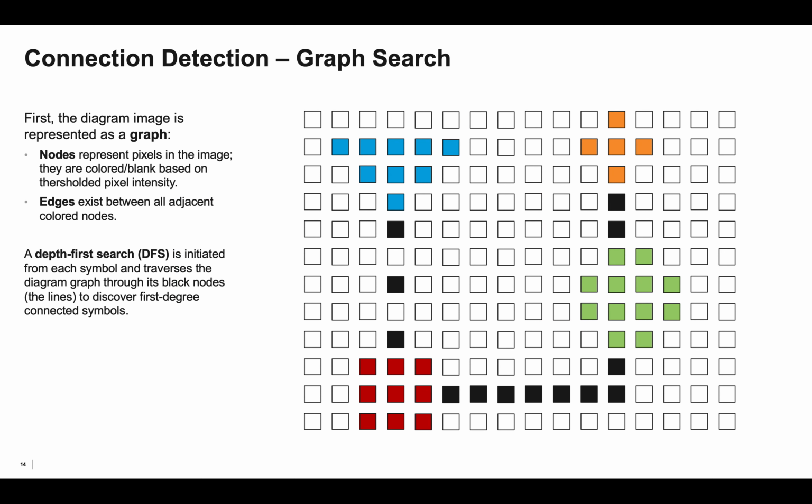We have developed a graph search approach for connection detection. First, we represent the diagram image as a graph, where nodes are pixels in the image, and they're colored or blank based on the thresholded pixel intensity. Edges exist between all adjacent colored nodes. Next, a depth-first search is initiated from each symbol in the diagram, and the search traverses through the diagram graph along its lines to discover connected symbols. We limit connections up to the first degree. So this red symbol will be connected to the blue symbol and the green symbol, but not this orange symbol.